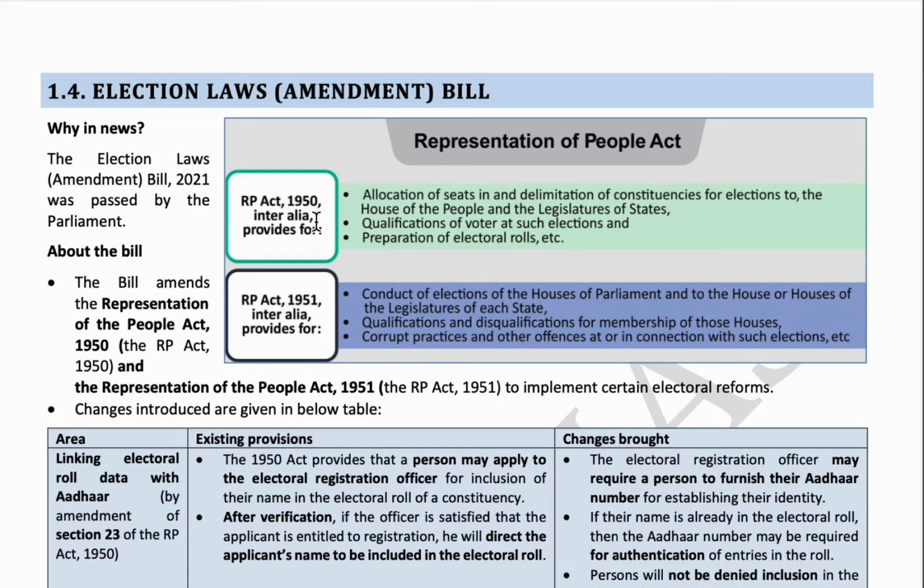And next is the Representation of People Act 1951. It described the conduct of elections to the Houses of Parliament and to the houses of the legislatures of each state. It also described the qualifications and disqualifications of members of the house, and even corrupt practices and other offenses in connection with such elections are also described. So this is the RPA Act 1951 and 1950.